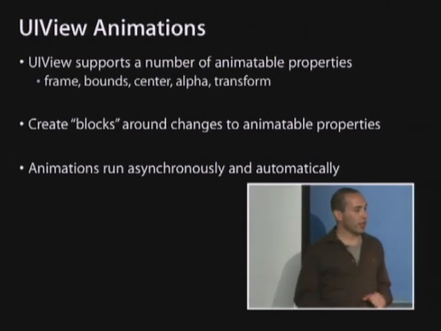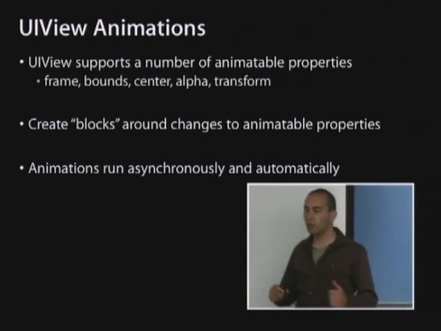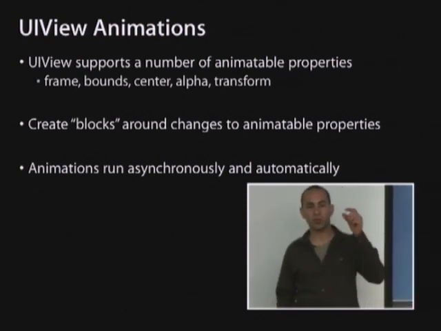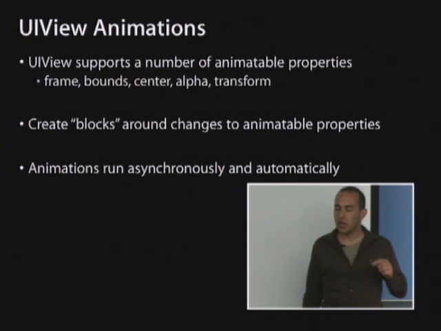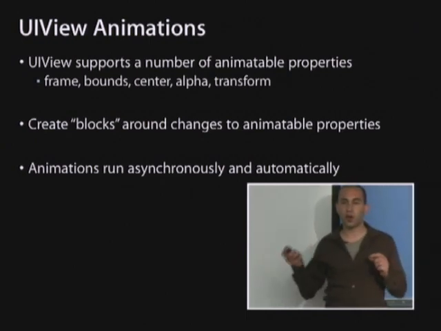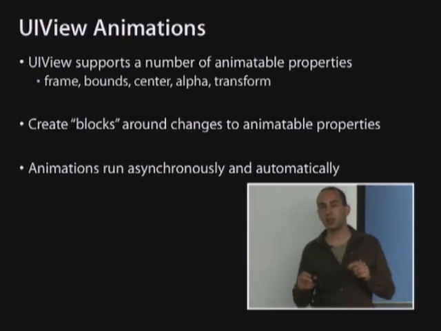The way I do this is I create these animation blocks around when I set a value. So if I'm going to change the frame of an object and I want it to move from point A to point B, I start an animation, then I set the value, and then I commit the animation. So let's look at that.